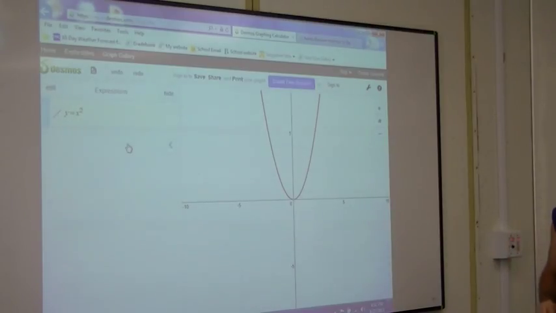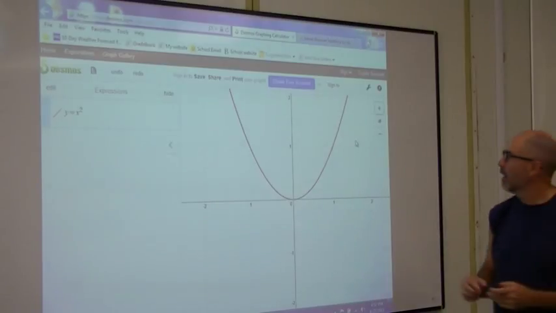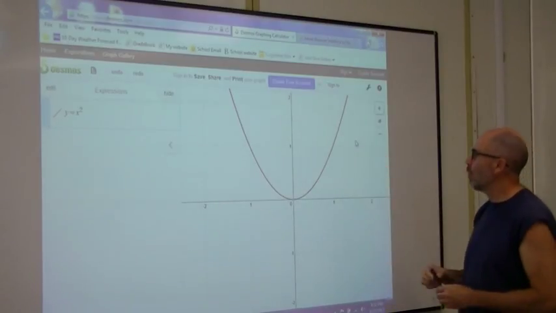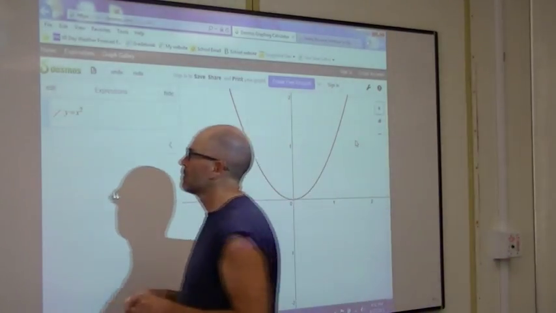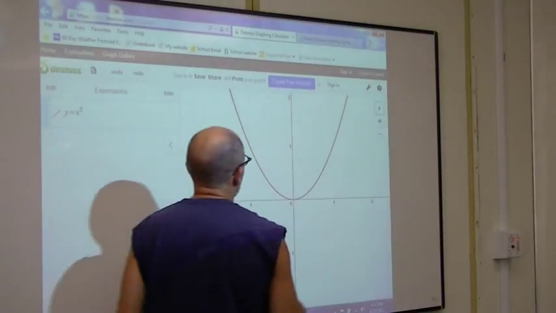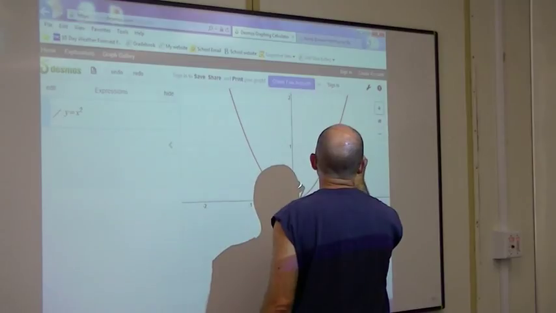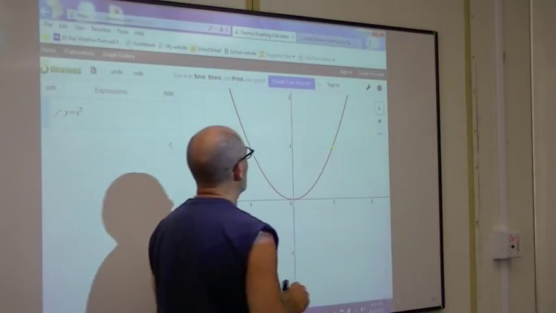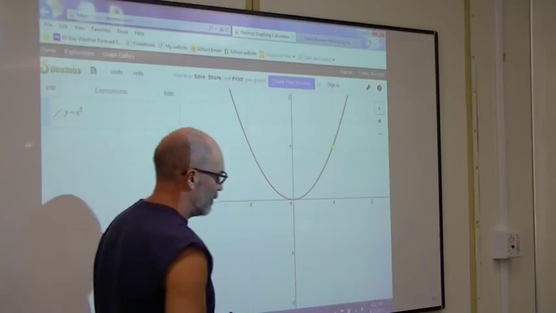Okay, so here's our curve y equals x squared. And let's try something here. We want the slope of this curve right at (1, 1). So here's our point that we're looking for the slope of that curve.